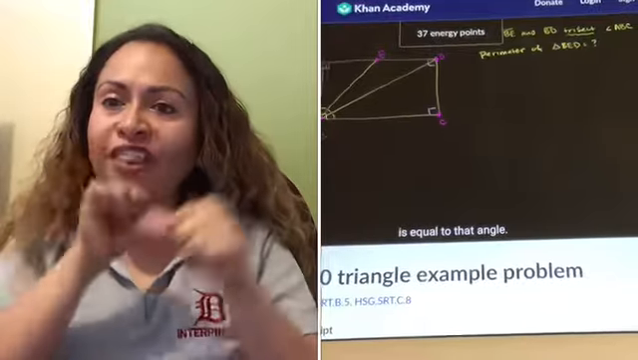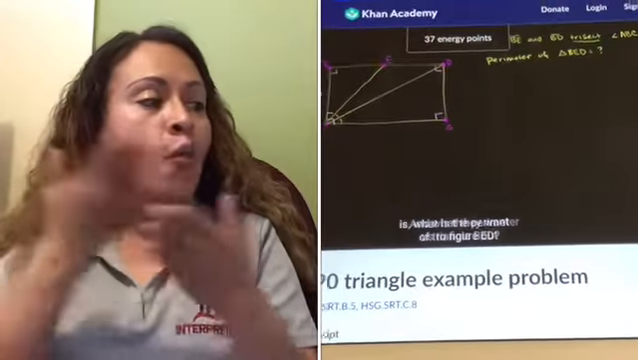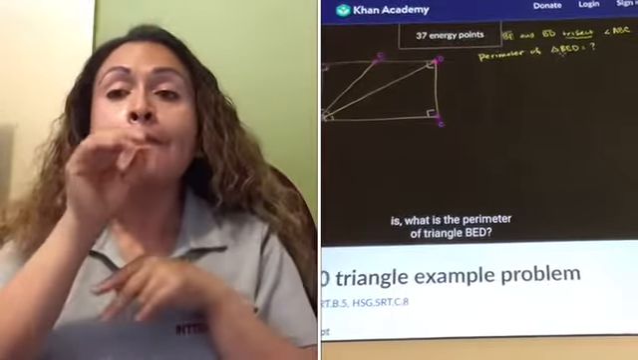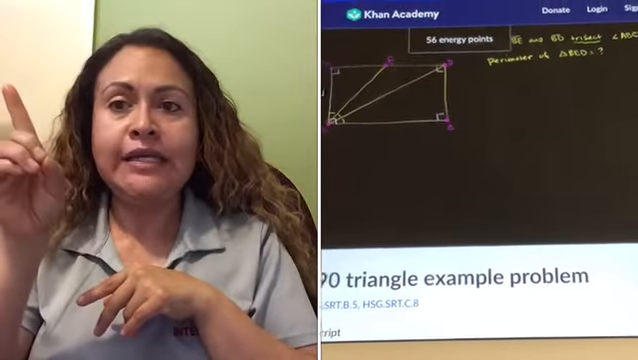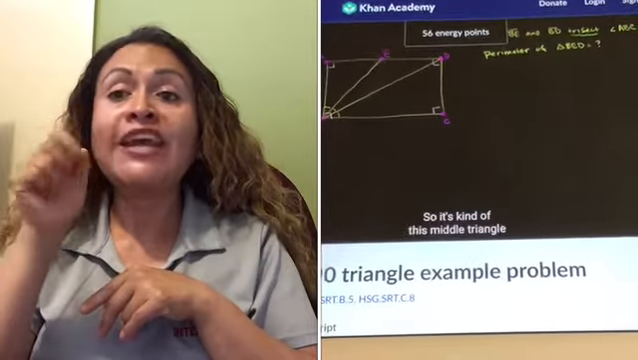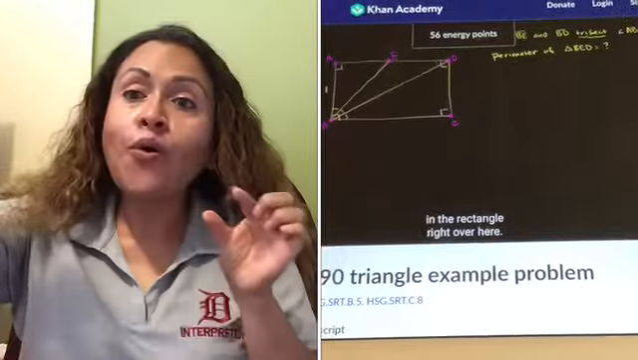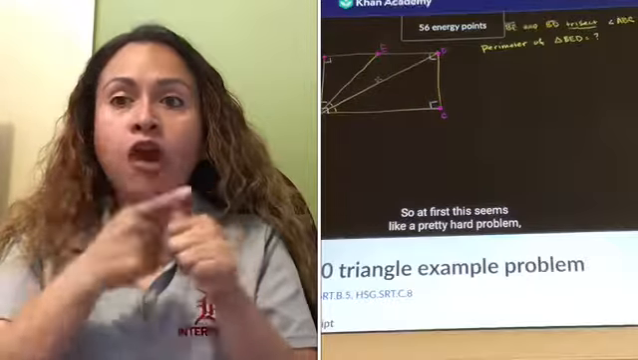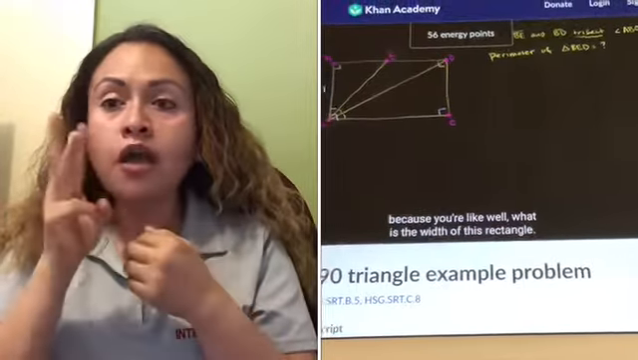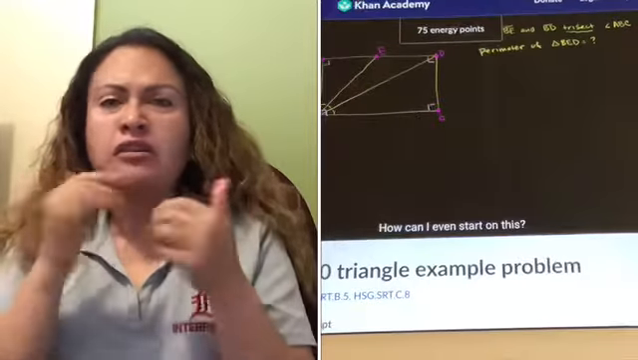And what they want us to figure out is what is the perimeter of triangle BED. So it's kind of this middle triangle in the rectangle right over here. So at first it seems like a pretty hard problem because you're like, well, what is the width of this rectangle? How can I even start on this? They've only given us one side here.